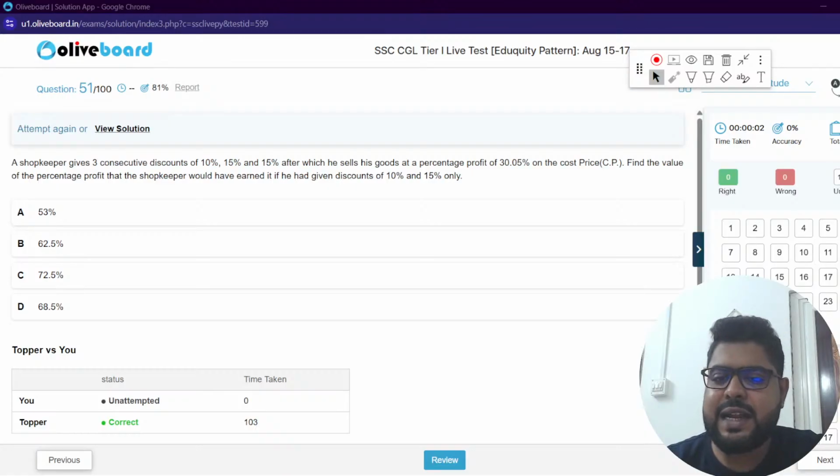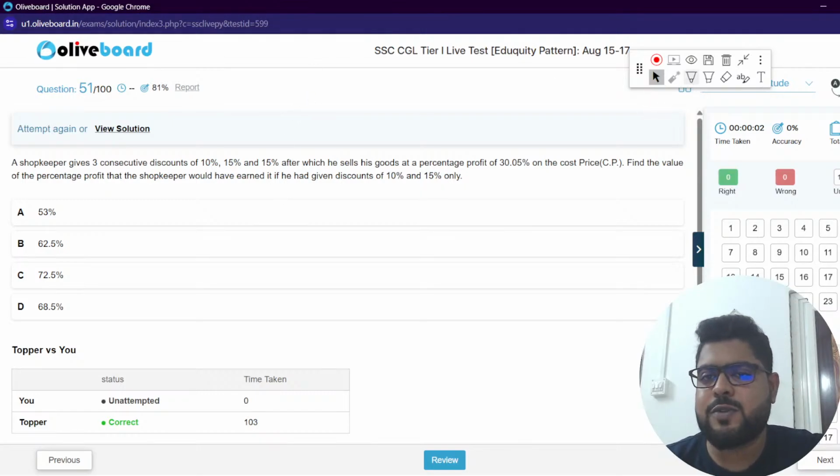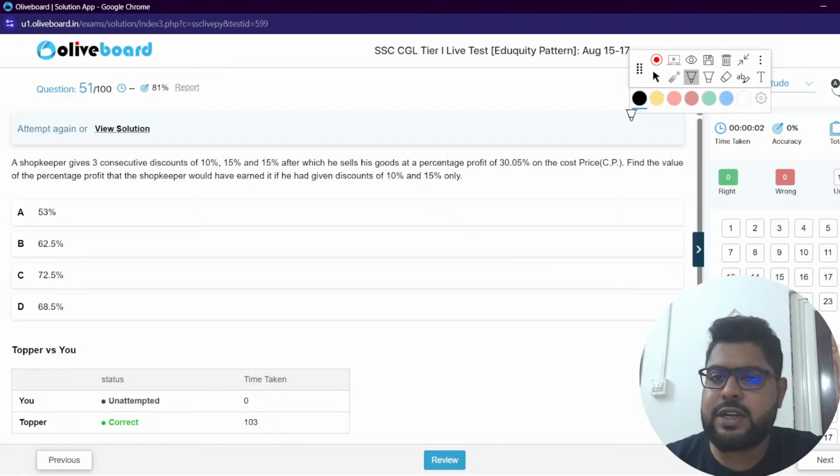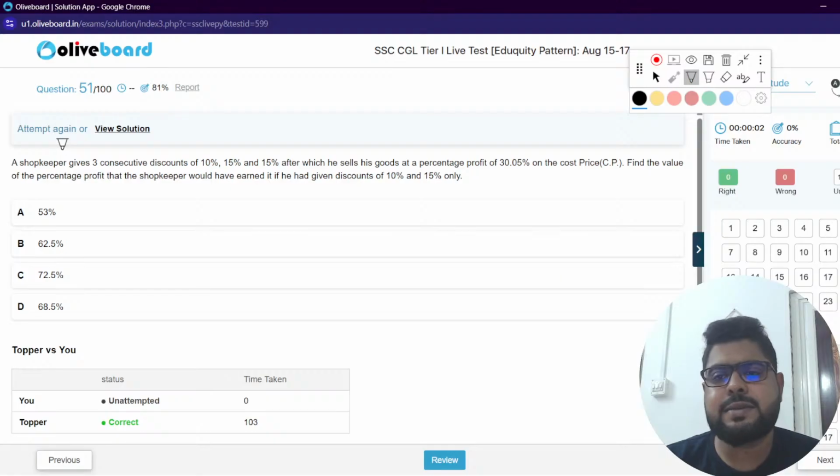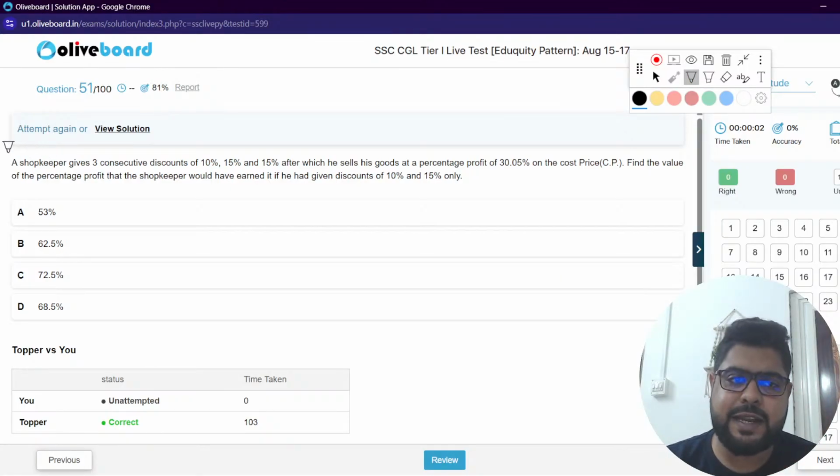So this is the live mock analysis for last week's CGL mock. Now, first of all, before I start, how was the mock? Was it good? I hope it was good. This week's mock was standard, quite the setting and the level that we are expecting. Okay, so this is the first question.